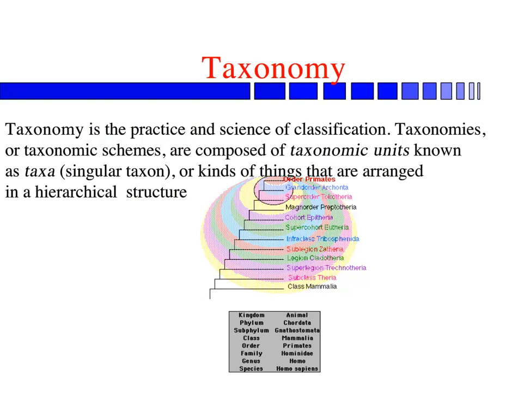And so taxonomy is basically the practice of classification. And you can think of taxonomies or taxonomic schemes. They're basically made up of taxonomic units known as taxa. We tend to use taxa singular or plural, even though technically taxon is singular. And basically what we're doing is we're arranging things in a hierarchical structure, okay?